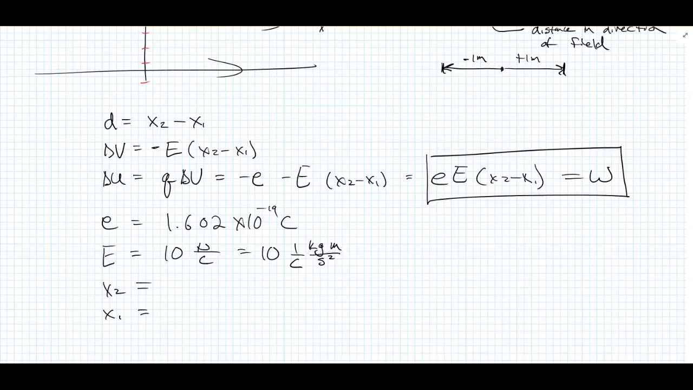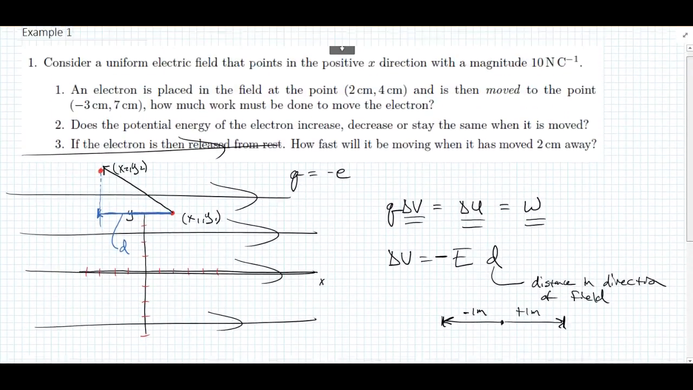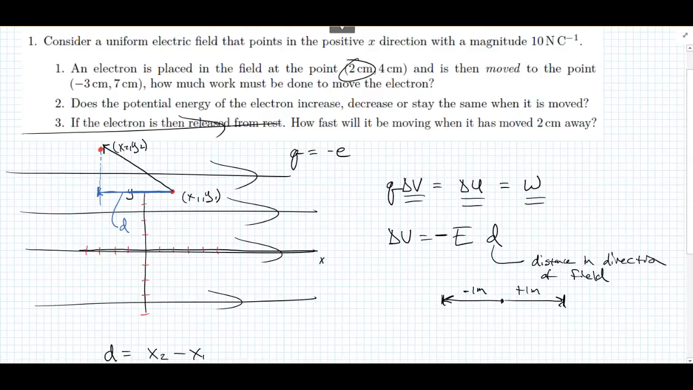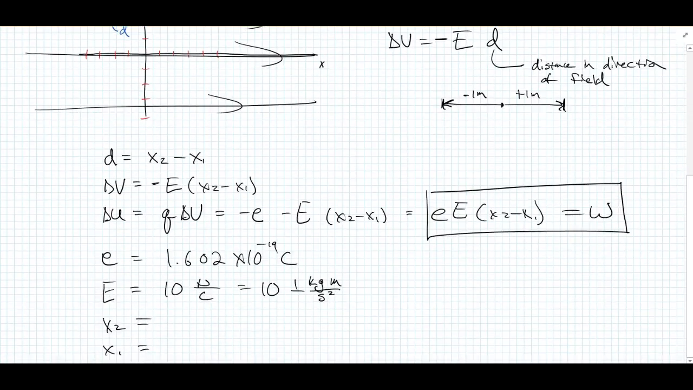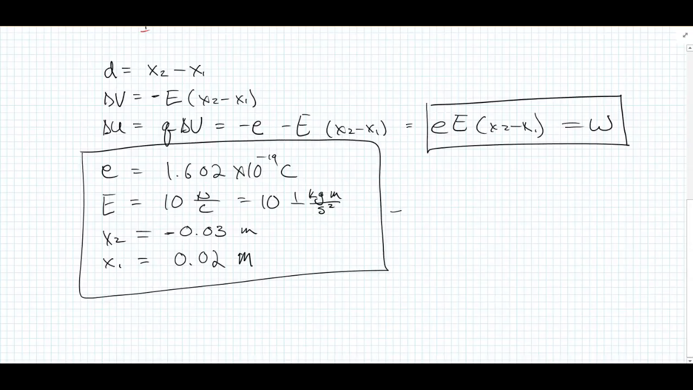The easiest thing to do if you don't want to do unit conversions afterwards is to just write down what these positions are in meters. I'm given the positions in centimeters. Let me just write them down in meters. The first one is 2 centimeters. The second one is -3 centimeters. That's going to give me 0.02 and -0.03 in terms of meters. So the first one is 0.02 meters, and the second one is -0.03 meters. There we go. So I have all the values that I need to calculate this work that needs to be done.